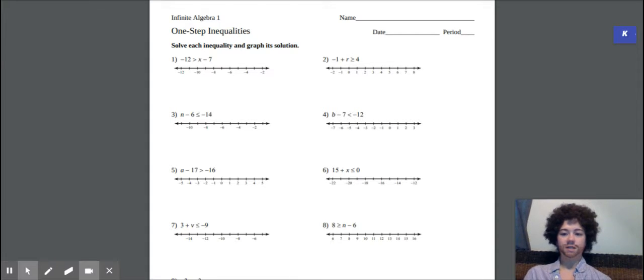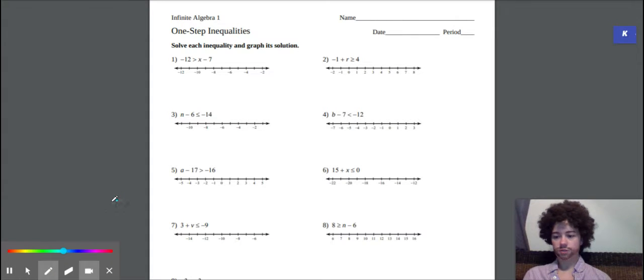If you see here on question number 1, I have -12 is greater than x minus 7. So in other words, we're finding what number, when we subtract 7, will still be less than -12. So we would need to undo subtracting 7, and we'll do that by adding 7 to both sides.